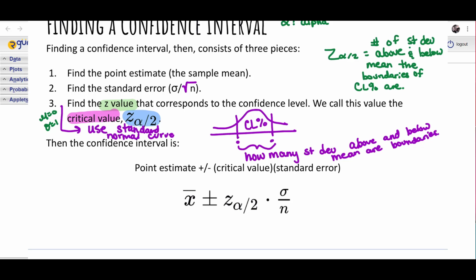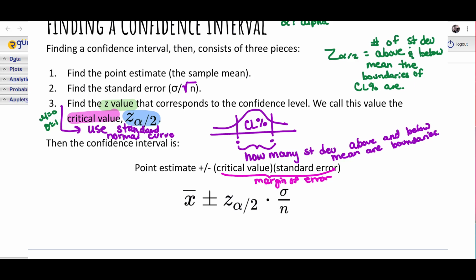Right? And so if you know how many standard deviations that is, you can then multiply the number of standard deviations you just found times the standard deviation, in this case the standard error, and that's going to basically give you the distance between the sample mean and the boundaries. That's going to give you the margin of error. So the margin of error is found by multiplying the critical value, which is z alpha over 2, times the standard error.